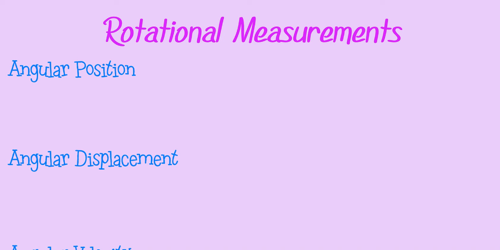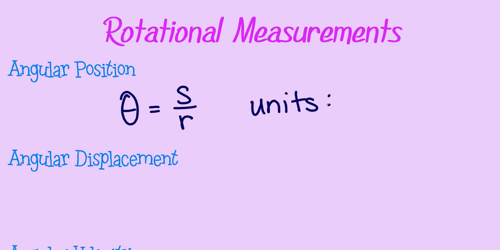The angular position is defined as the symbol theta, and it's an object's linear position divided by its radius. The units for an object's angular position are radians, or at least those are our standard units, but you may also see units of revolutions, in which case 1 revolution is equal to 2 pi radians.